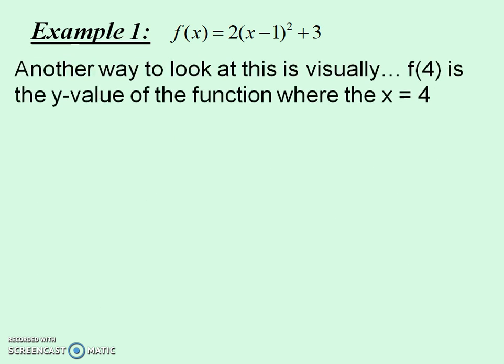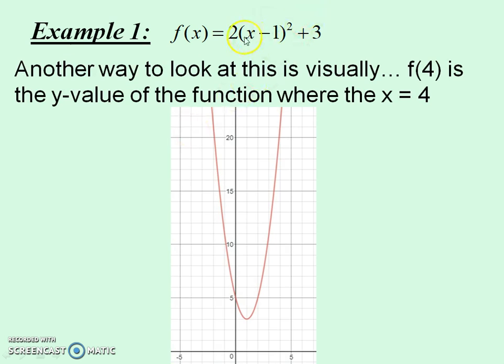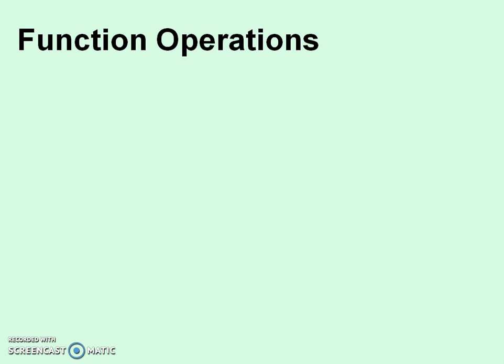Another way of looking at this is visually. This function is a parabola whose vertex is 1 and 3. It has an a value of positive 2, so it's going upwards. It's a little bit vertically stretched. And f of 4 refers to the value of the function when x is 4. And if I scan all the way up, that works out to be 21, which is the same value we found when we plugged in 4 as an x value, as it should be. Okay, so that's function notation.